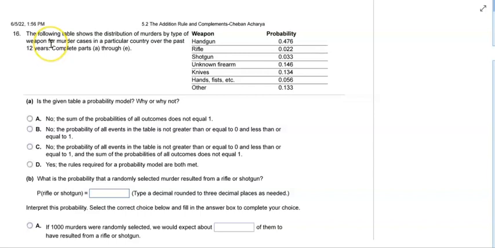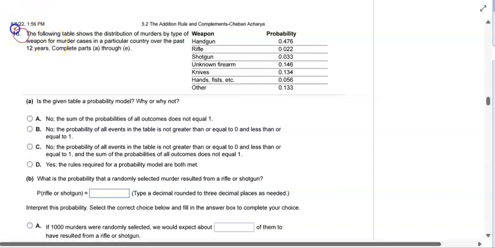And question number 16. The following table shows the distribution of the murders by the type of weapon for a murder case in a particular country over the past 12 years. In other words, here's a weapon and there's a probability. What percentage of murders are done by handgun? What percentage of murders are done by rifle? That's what the table says.